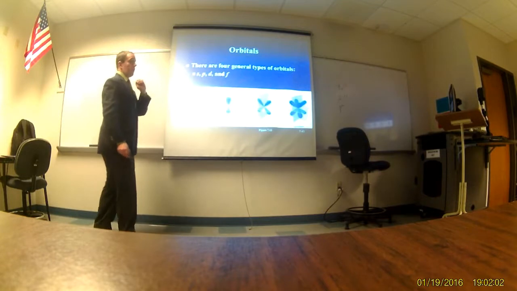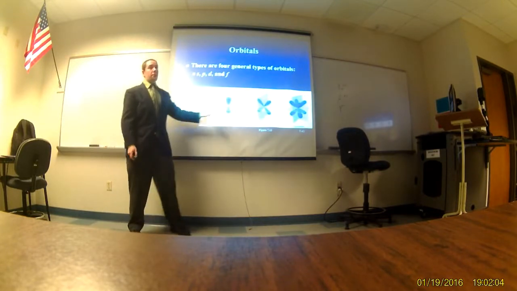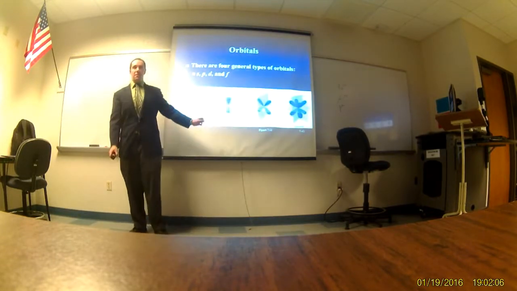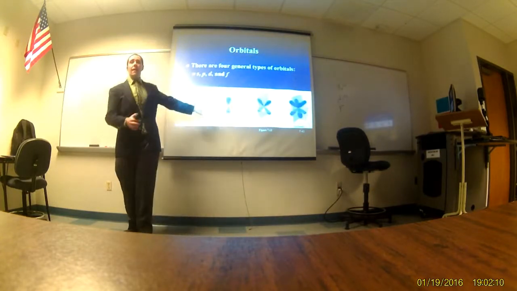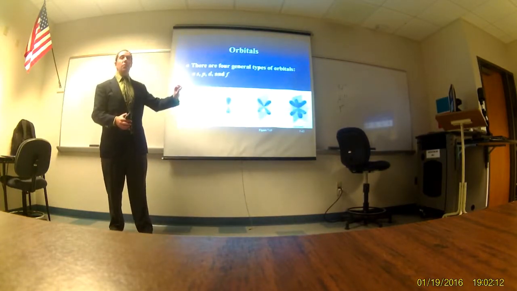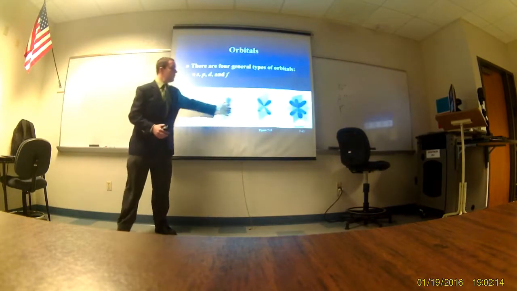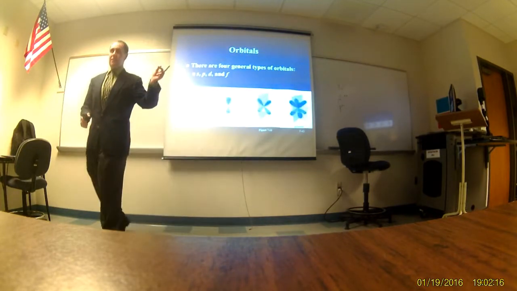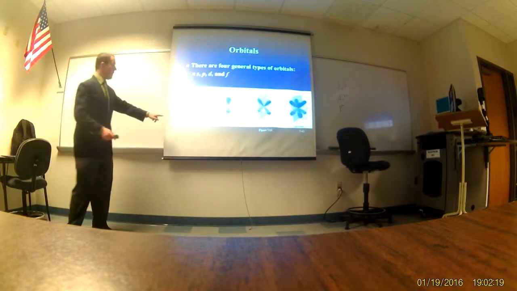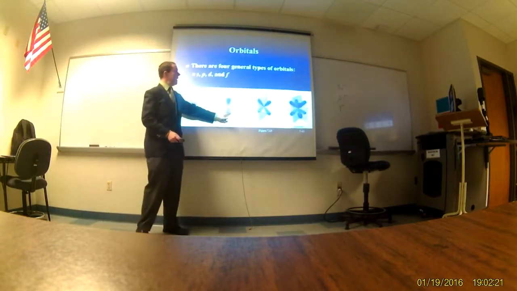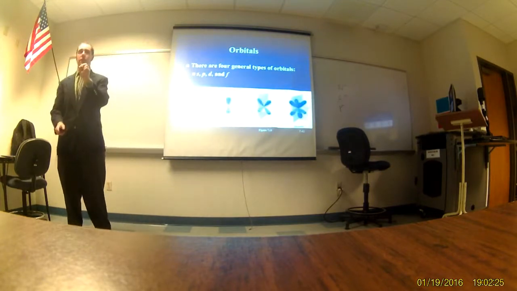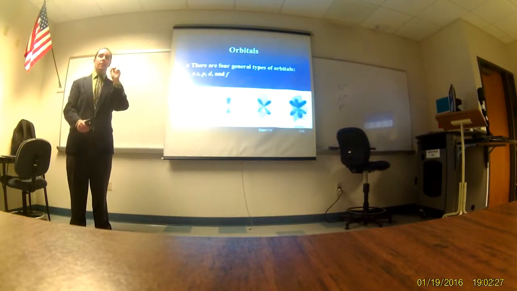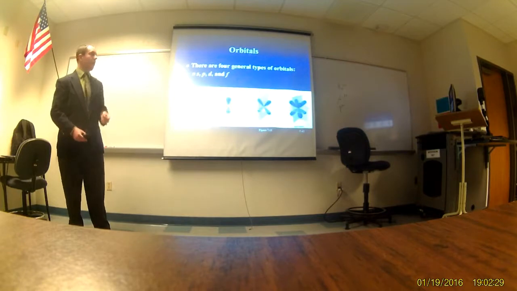There are 4 types of orbitals. Okay? These are shapes. Do not worry about these shapes. If you're someone that is good at visualizing shapes, this might help you. If you are not, do not worry about these shapes. We have s orbitals, p, d, and f. You will need to know those letters, but they're going to become very clear in the next few slides.